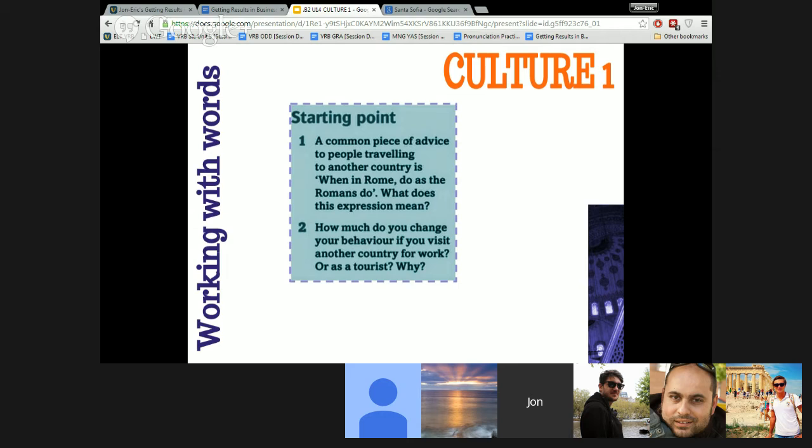Okay, so we've got some good ideas here so far because we went beyond religion and language, and talked a little bit about gestures, specific behaviors, even food. Second question for all of you. How much do you change your behavior if you visit another country for work or as a tourist?